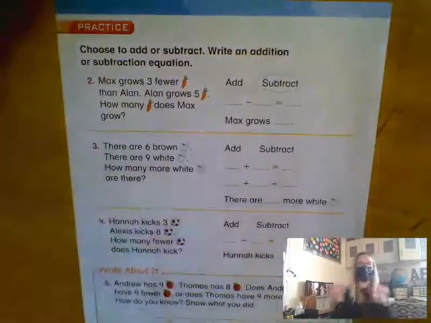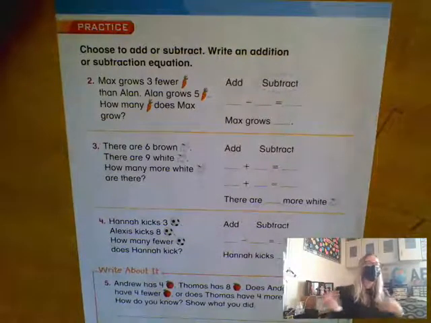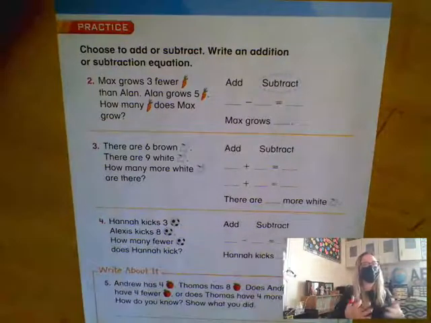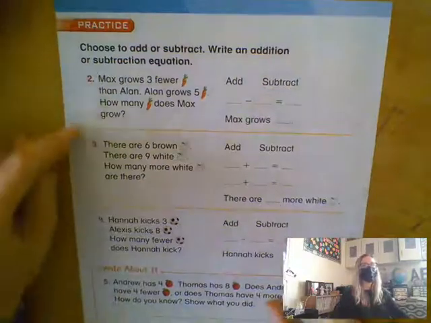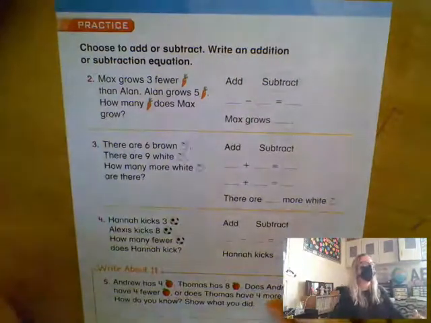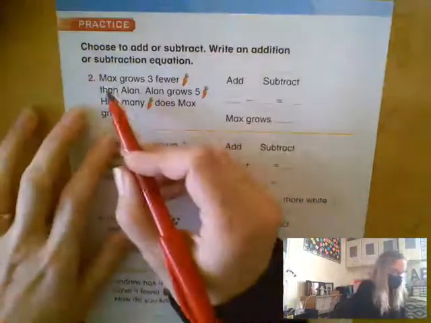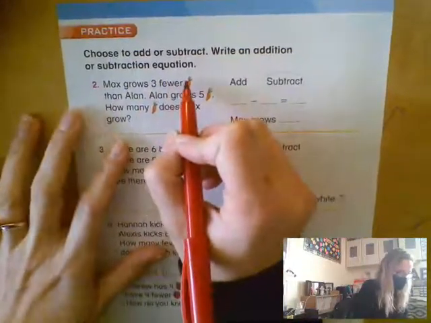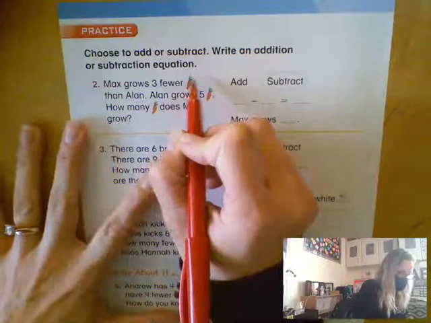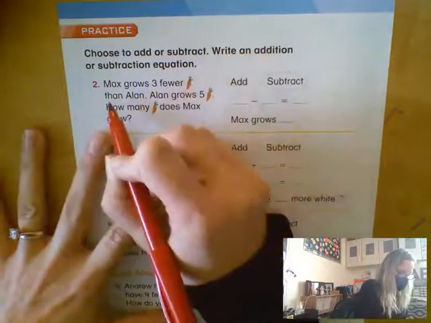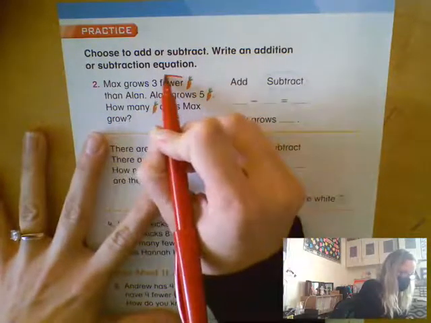So we have to decide, are we going to add or are we going to subtract? And then we're going to write our equation. So who would like to read number 2 for us? Nice and loud so that our friends at home can hear. Beckett, read it nice and loud. Max grows 3 fewer carrots than Alan.